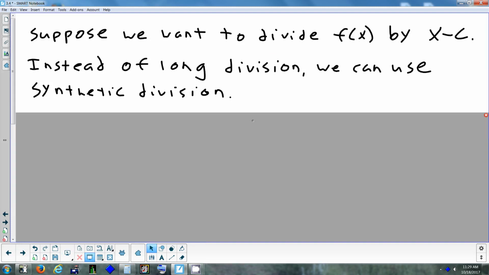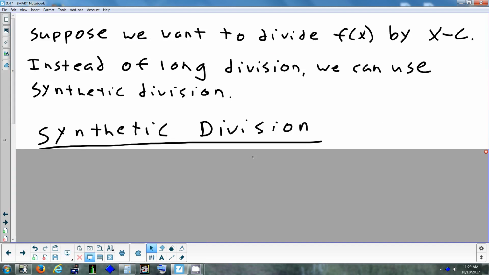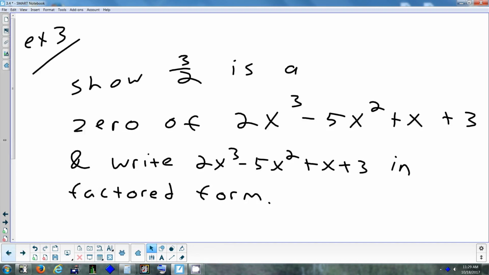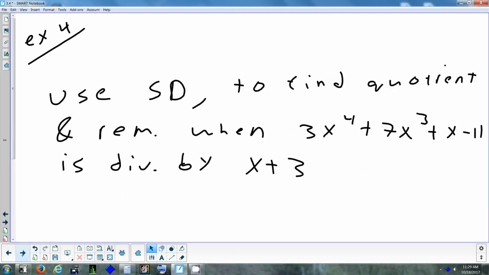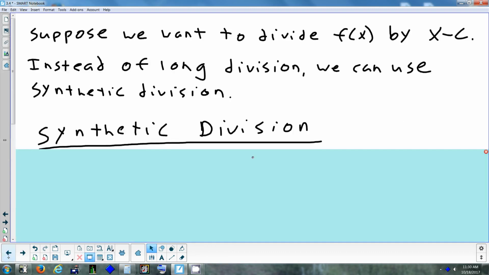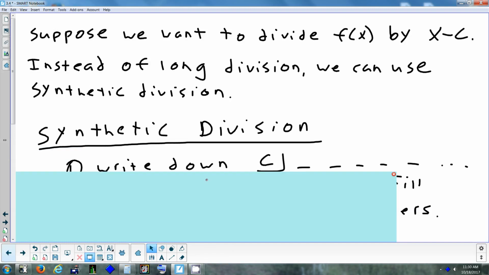If you're clever, you might figure out a way to tweak it a little bit and make it work on other problems, but I'm not going to show you how to do it. I'm just going to show you how to use it on the very basic problems. You have to divide by something that's either x plus a number or x minus a number. If you make it like x squared or anything else more complicated than that, you've got to go back to the way we learned yesterday. As long as you divide by x minus a number, I'll show you how to do it.